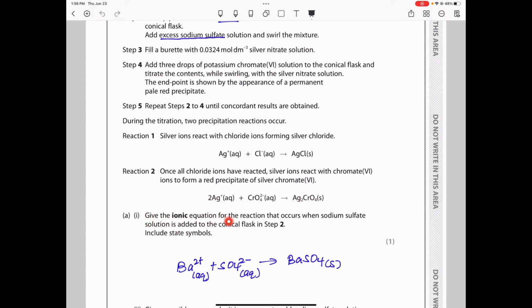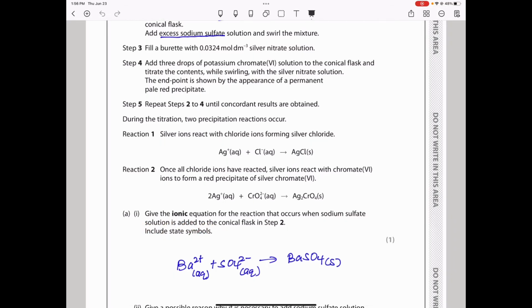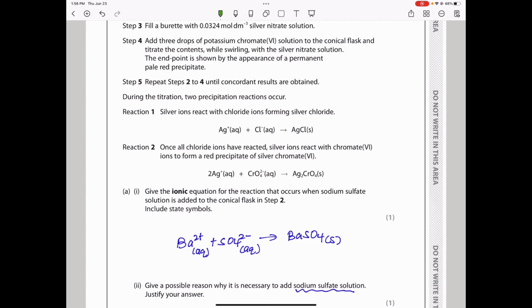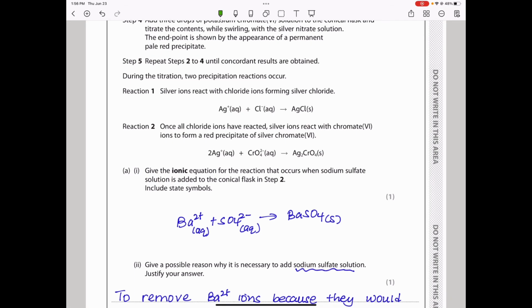Give the ionic equation for the reaction that occurs when sodium sulfate solution is added to the conical flask in step 2. Include the state symbols. Here what we have to know is, of course, when they added, there were barium 2+ ions and there were sulfate ions. So barium ions reacted with sulfate ions, producing a white precipitate, which is barium sulfate, as the solid, so it's a precipitate.